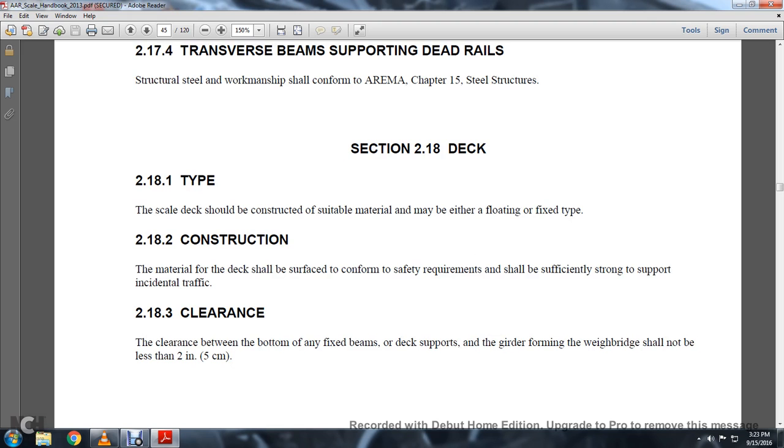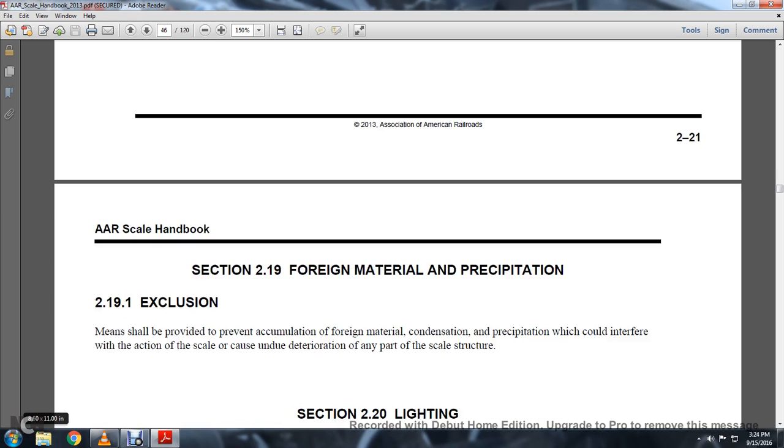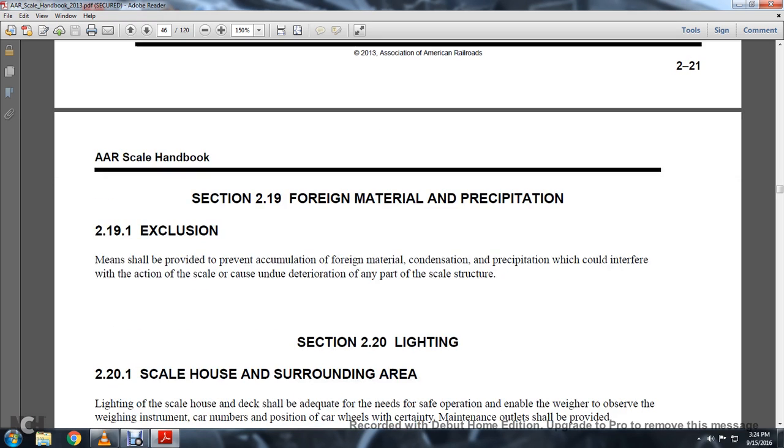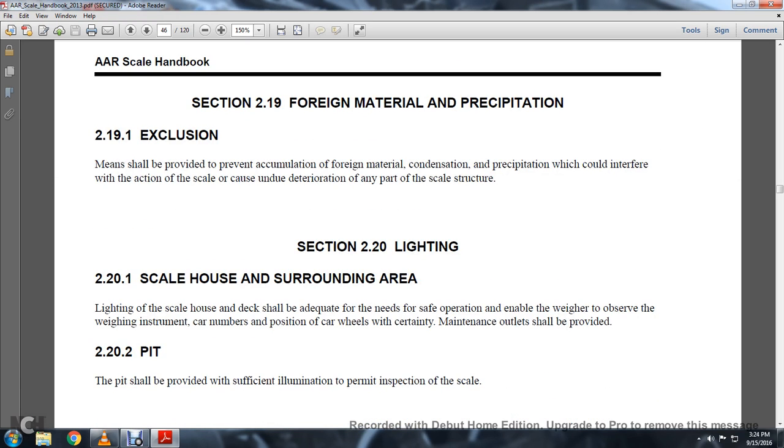218.3, the clearance between the bottom of the fixed beams of the deck and the supporting girders further with the weighbridge shall not be less than 2 inches. Section 219, foreign material and precipitation. Exclusion means shall be provided to prevent accumulation of foreign material, condensation and precipitation which could interfere with the action of the scale or cause undue deterioration of any part of the scale structure.